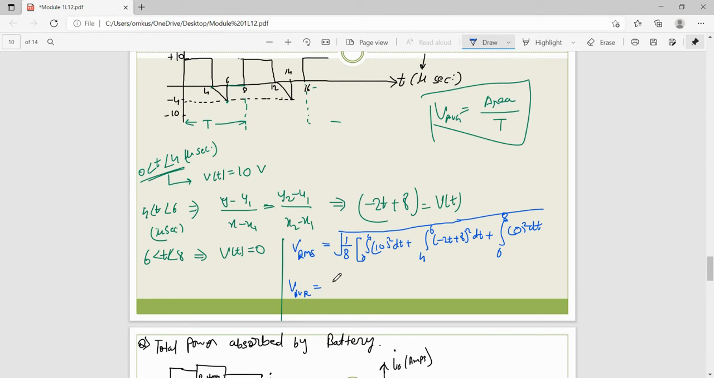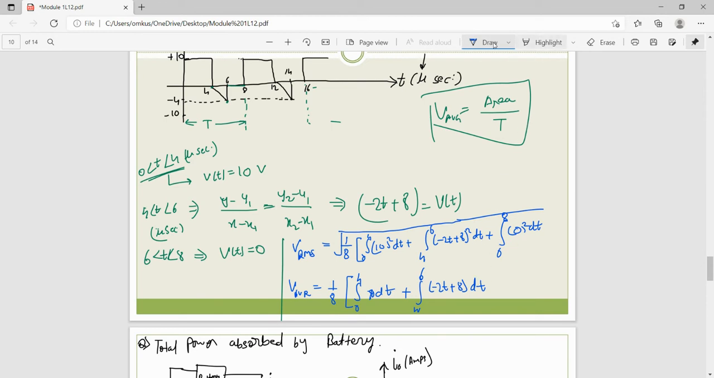Now when you put this value in V average, you will get the integral of 0 to 4 of 10 dt plus 4 to 6 of minus 2t plus 8 dt. Okay, now you need to solve this problem.